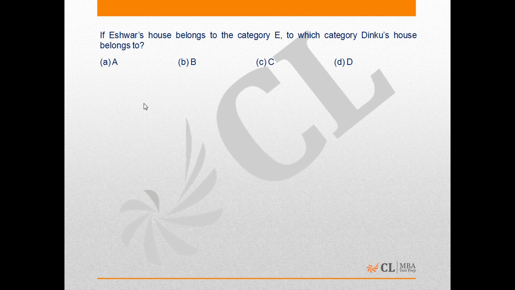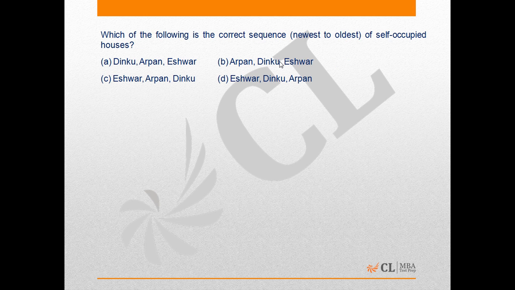In the next question, it is given that Iswar's house belongs to category E. To which category does Dinku's house belong? It will definitely belong to C, as we know that Iswar's house can belong to either C or E, and here Iswar's house belongs to category E, which means Dinku's house will certainly belong to category C.